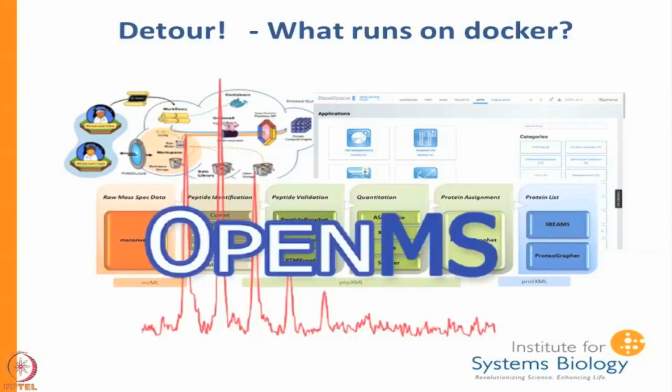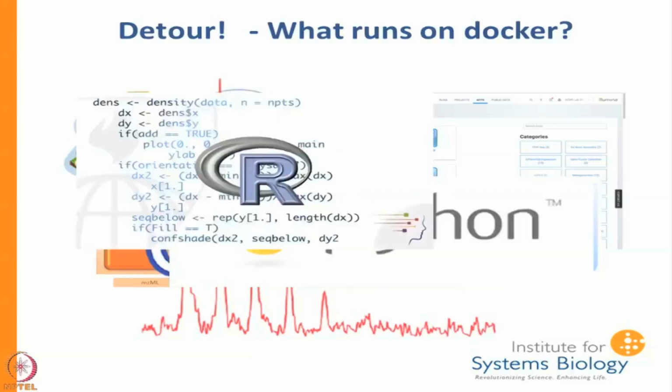The TPP runs on Docker. OpenMS runs on Docker. That's one of the things we use to analyze SWATH. Python, R. You guys were having trouble with R. You can download any version of R you want, and then boom, it's running.